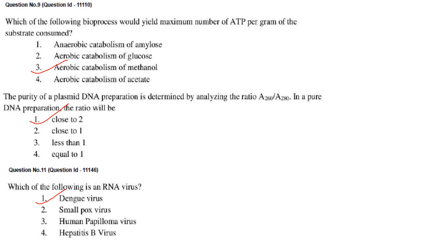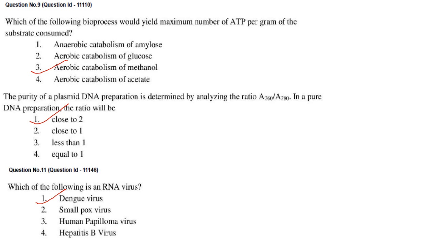Then next one. The purity of a plasmid DNA preparation is determined by analyzing the ratio A260 by A280. In a pure DNA preparation, the ratio will be approximately 1.8, or I can say it is close to 2 as per the options given here. If it is equal to 2 or approximately equal to 2, then it is a pure RNA preparation. So the answer here is option 1.